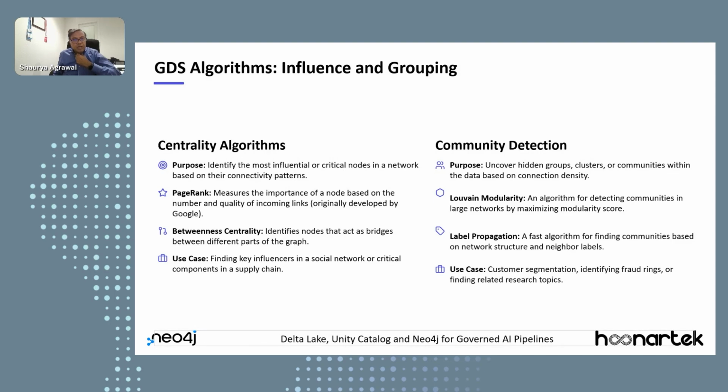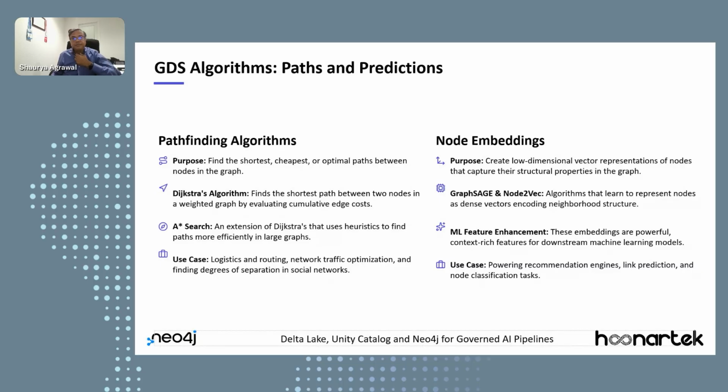GDS has a central principle of centrality algorithms. So basically, it allows you to do page ranking. There are special use cases that have been built into this library. And some of the use cases are customer segmentation, fraud detection, and analysis of research topics.